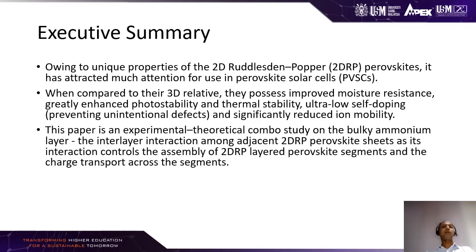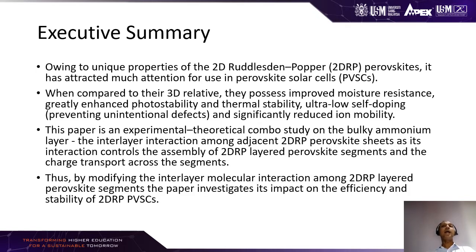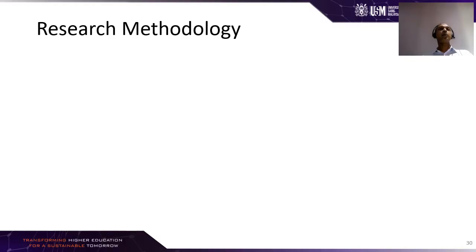So this paper is an experimental and theoretical combo study on the bulky ammonium layer, the interlayer interaction among adjacent 2DRP perovskite sheets, as its interaction controls the assembly of 2DRP layered perovskite segments and the charge transport across the segments. Thus, by modifying the interlayer molecular interaction among the 2DRP layered perovskite segments, the paper investigates its impact on the efficiency and the stability of 2DRP PVSCs. Moving on to the research methodology.